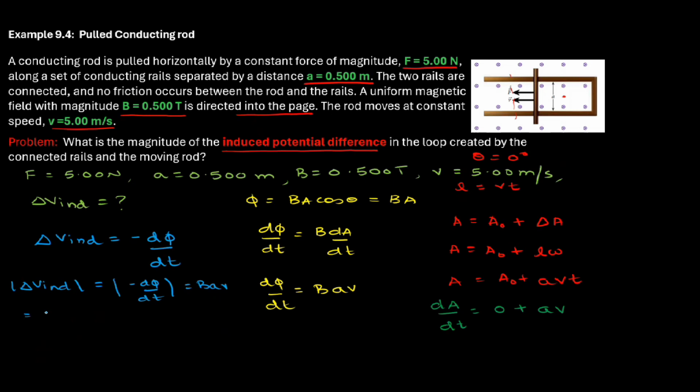Now substitute the magnetic field as 0.500 Tesla, a as 0.500 meter, and the speed v as 5 meter per second. And when you solve this, you get the induced potential difference to be equal to 1.25 volt.